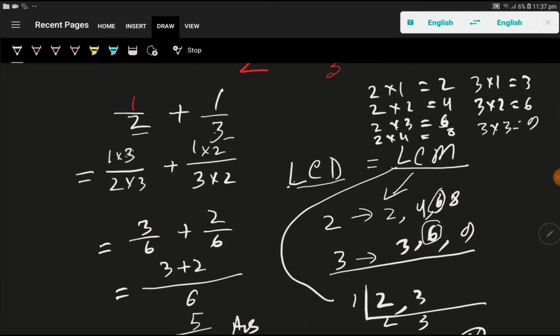So to make it 6, we will multiply by the 3. To make it 6, we will multiply by the 2. If you multiply something to the denominator, that similar process you have to apply to the numerator.